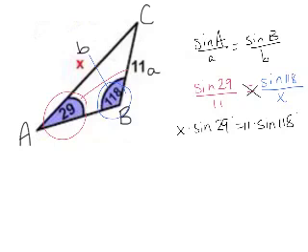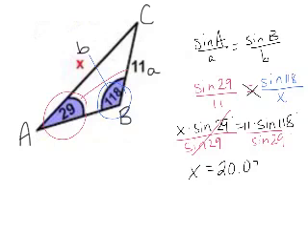I see it's x times the sine of 29 degrees. So to get x all by itself, I'm going to divide both sides by the sine of 29 degrees. The sine of 29 over sine of 29 reduces, and I'm left with x equals 11 times the sine of 118 degrees divided by the sine of 29 degrees. I'm going to type that all into my calculator, and I end up with 20.03 as my missing side length.